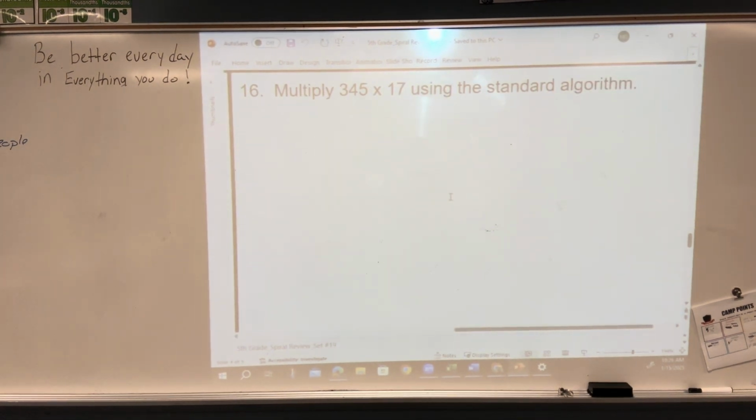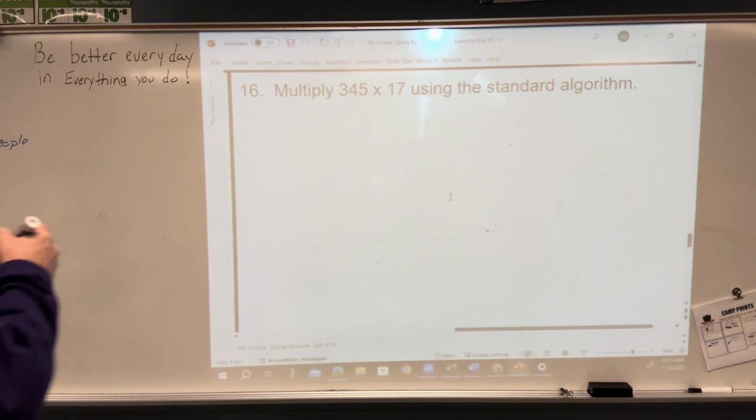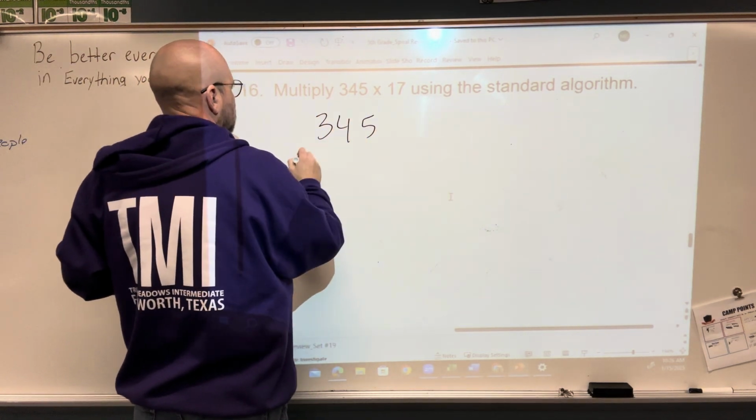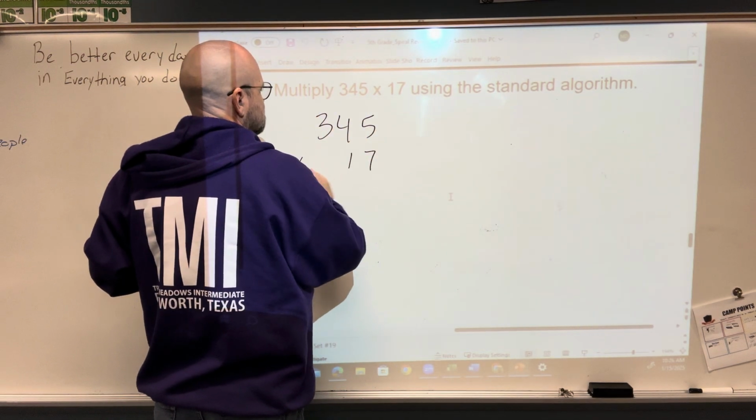Spiral Review 19, problem number 16. Multiply 345 and 17 using the standard algorithm. So if I have 345 multiplied by 17.